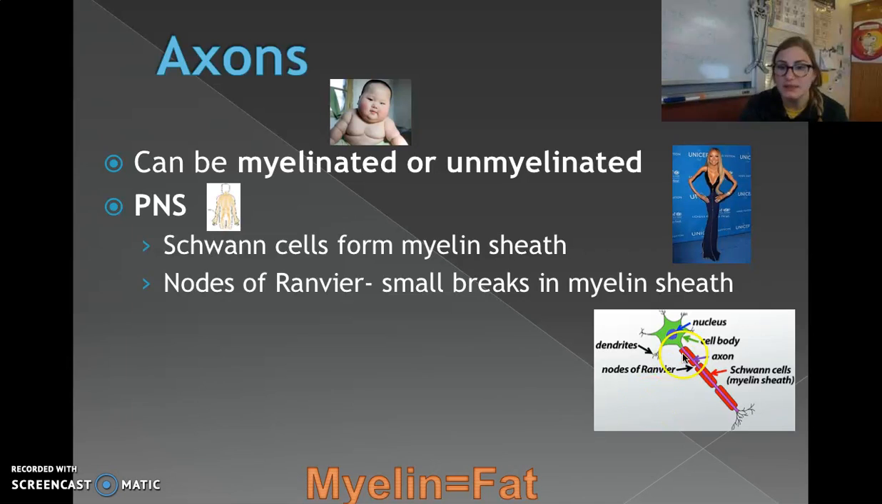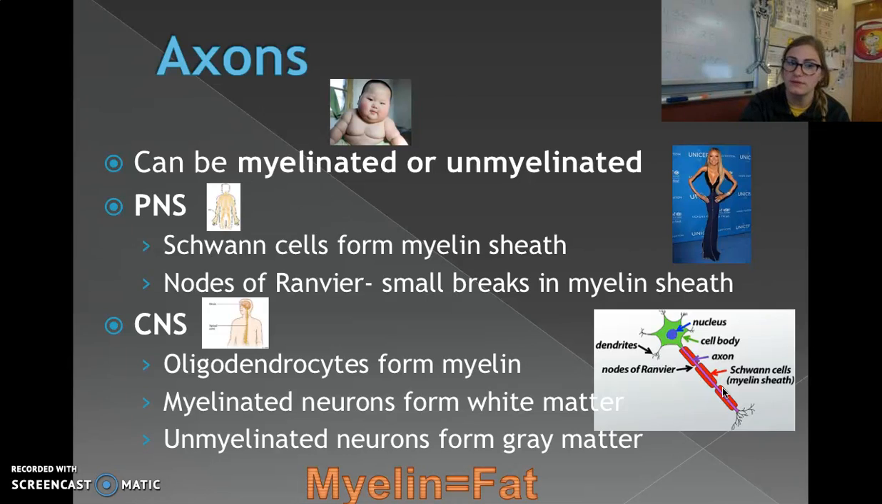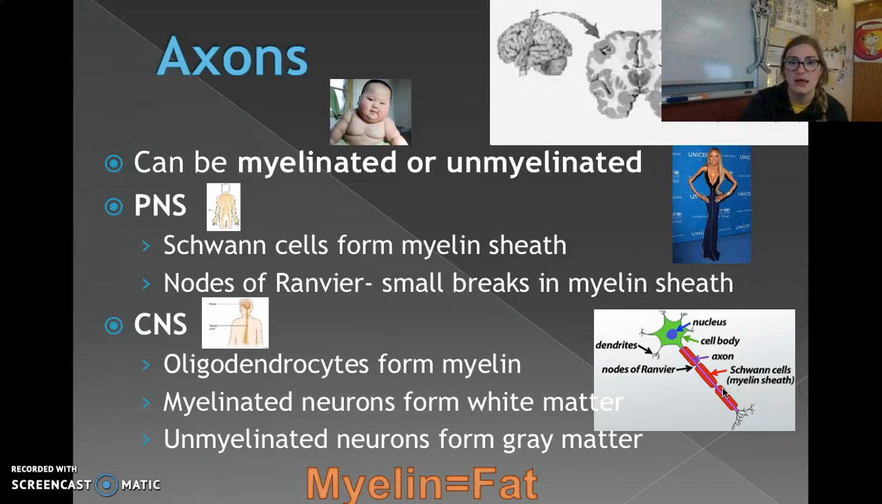And these little breaks, which we see here, those are called the nodes of Ranvier. It's French, Ranvier. So the nodes of Ranvier, small breaks there. Within the central nervous system, it is the oligodendrocytes that end up producing the myelin. The myelinated neurons within your brain form something called the white matter. The unmyelinated neurons form the gray matter.